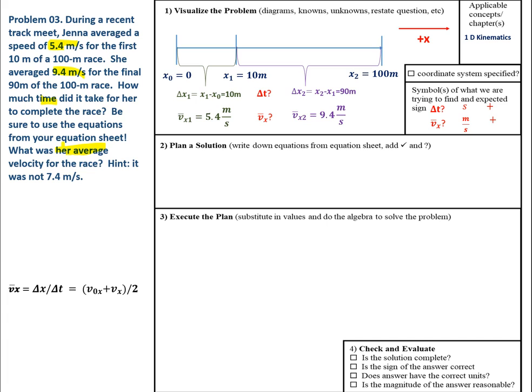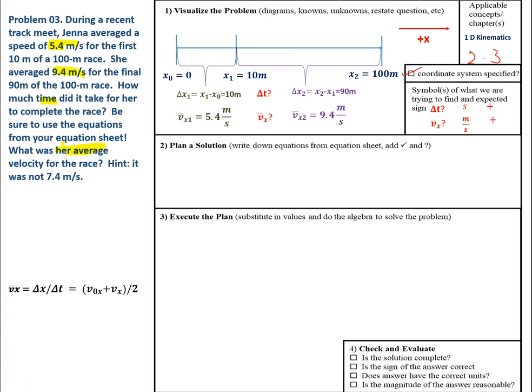And the coordinate system, yes, we have specified the coordinate system. We have right as positive. Now the applicable concepts: Jenna is moving in a straight line, so this is a 1D kinematics problem, and this is chapter 2.3 in your textbook.